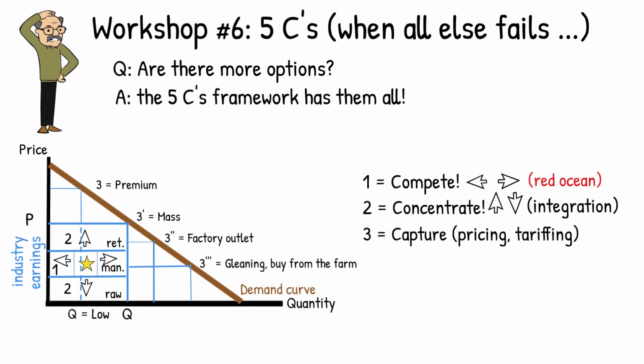Pricing products and services up and down the demand curve would be called price discrimination by an economist, or, in the 5 C's framework, a capture strategy.